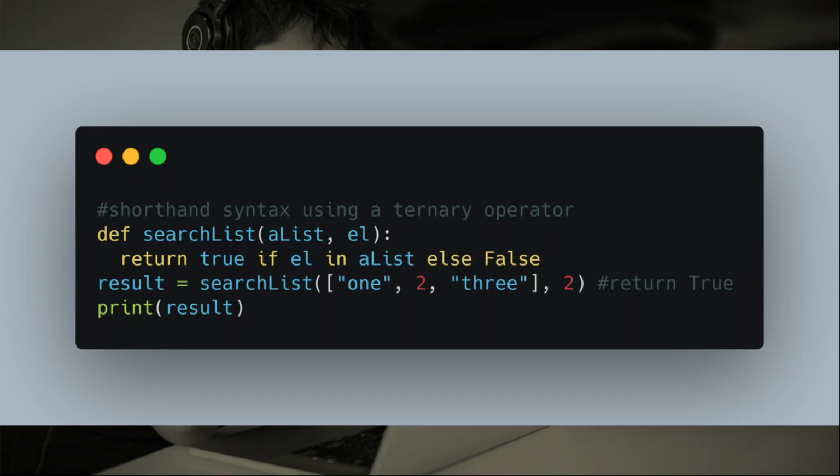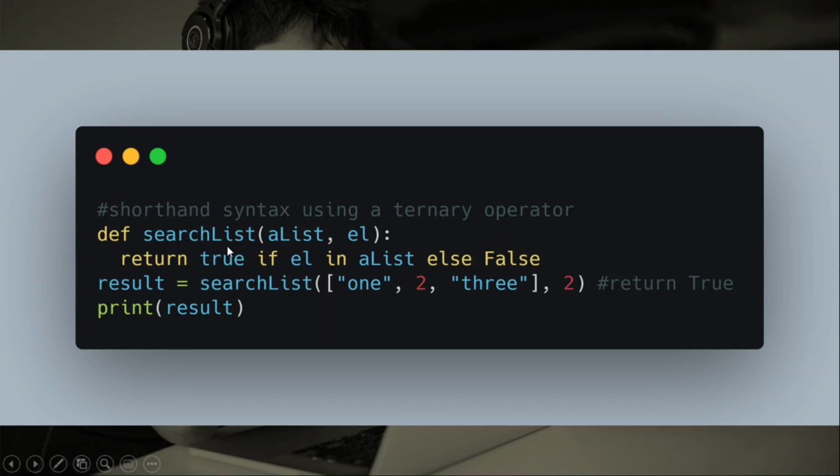Result equals search list 1, 2, 3, and 2. Result is equal to true. Print result. So what's going on here? Let's just take an example. Okay. Now there's a typo here. We don't need to worry about it, but this should be True capitalized or uppercase.